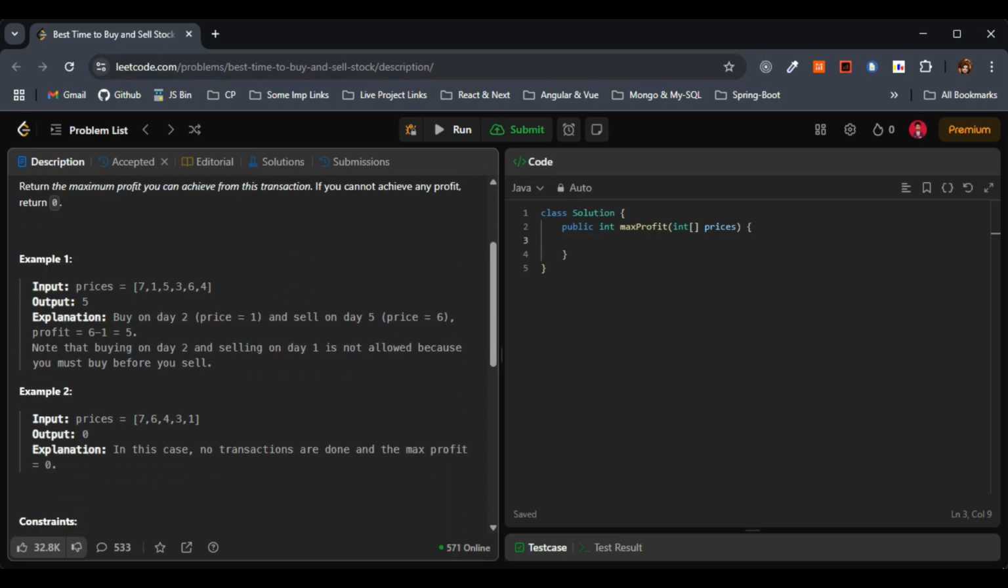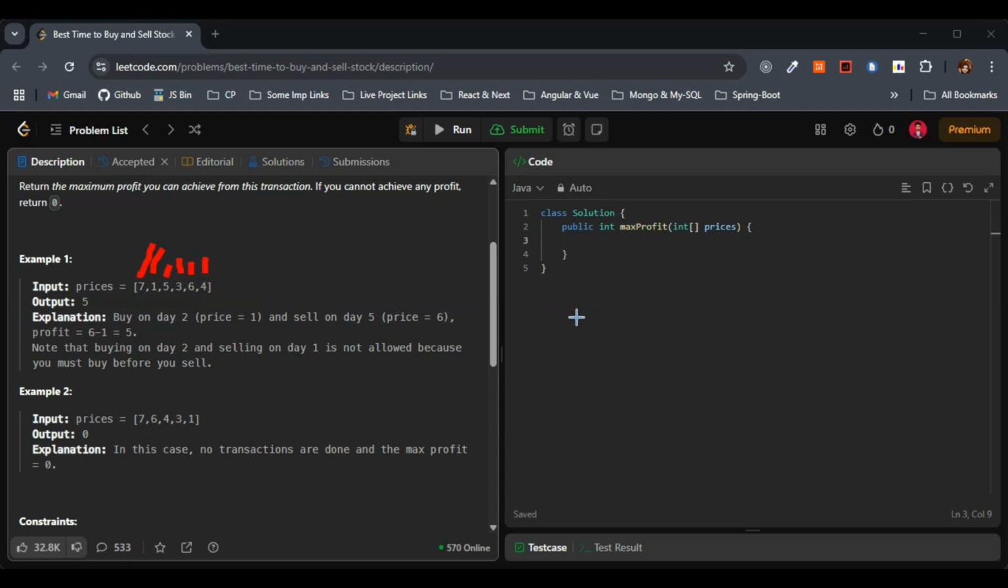Simple to understand, right? Let's come to the first example. In this case, you can clearly see the first day the price is 7, the second day the price is 1, the third day the price is 5, the fourth day the price is 3, the fifth day the price is 6, and the sixth day the price is 4.